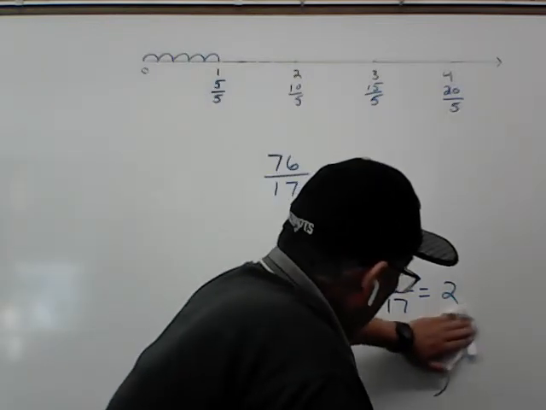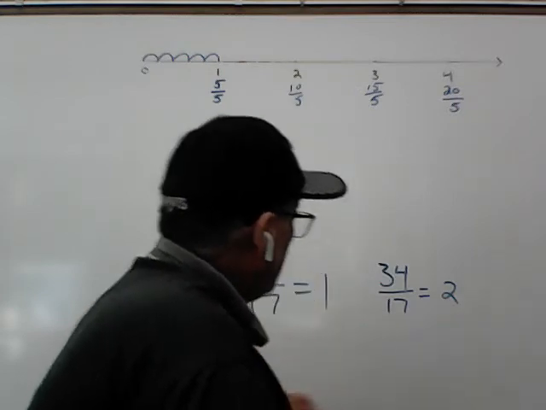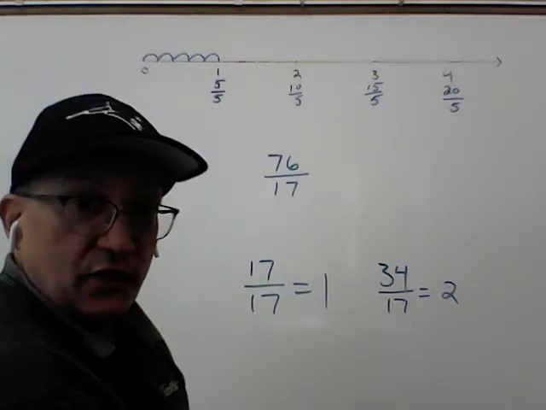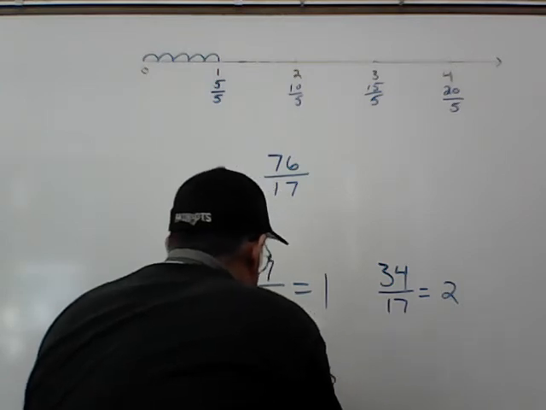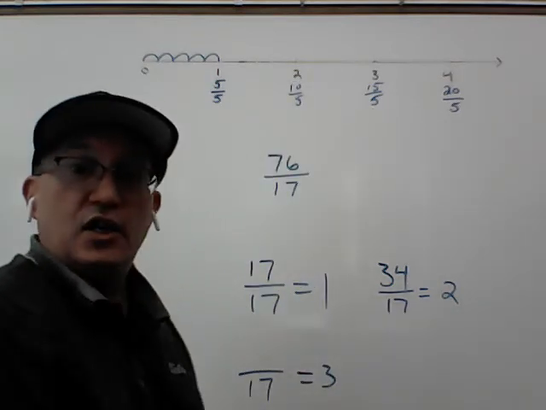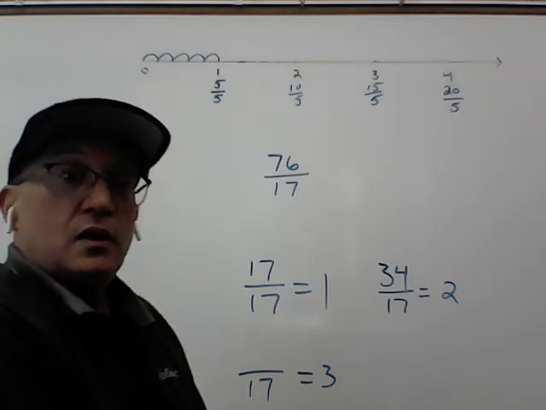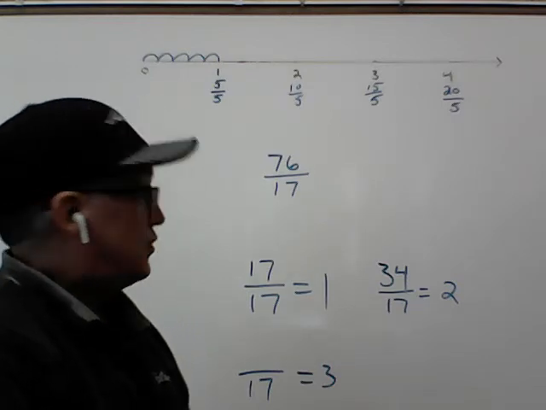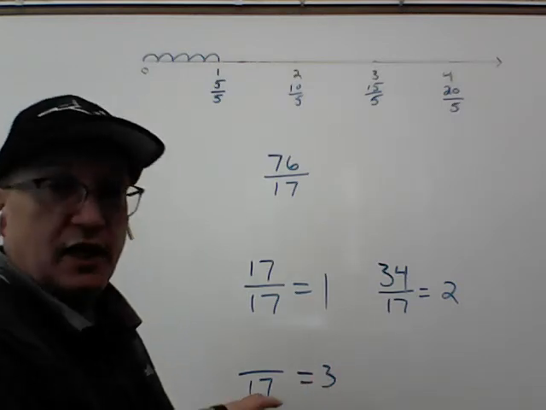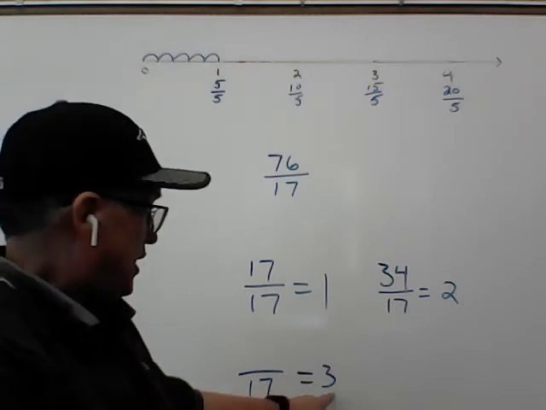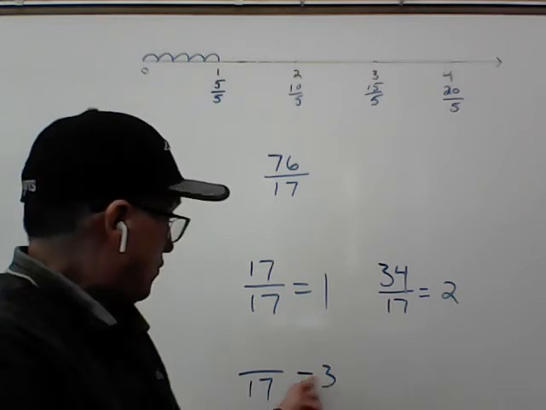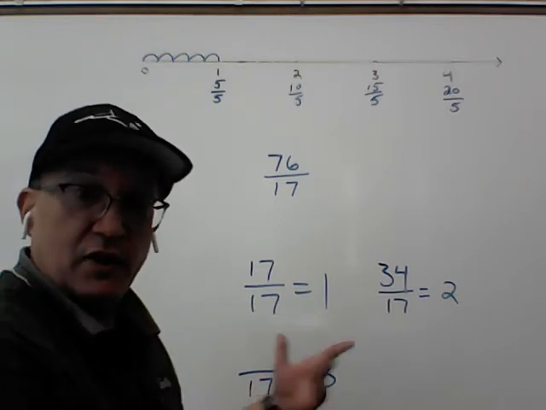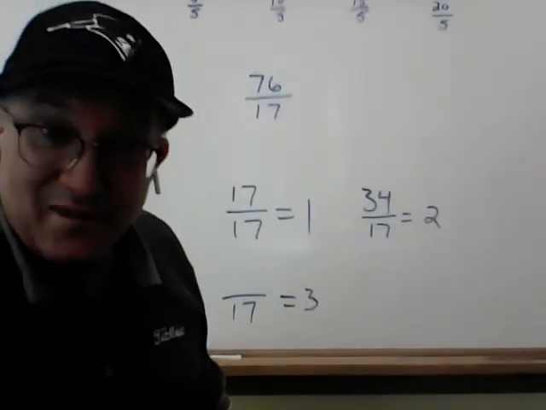If you can be convinced now that 34 17ths is 2, we now have to ask how many 17ths is 3. And you don't have to reinvent the wheel. You don't have to think what is 3 times 17. You could. That's not that hard. You should be able to do 3 times 17 mentally using the distributive property. 3 times 10 is 30. 3 times 7 is 21, and add them together, right?